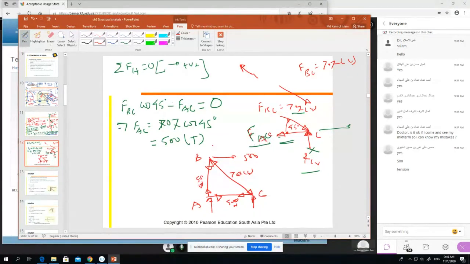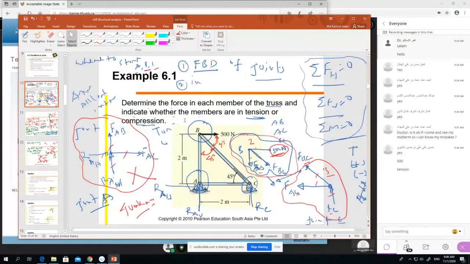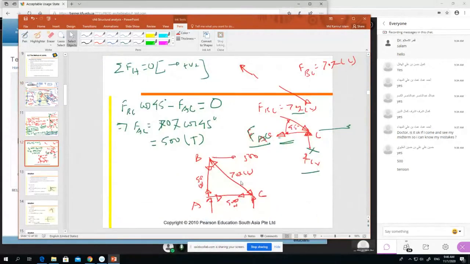So what was the question? Our problem was, determine the force in each member. So we determined each member already. And indicate whether each member is in tension or compression. So we also indicated, right? We indicated the member force, and we indicated whether it is tension or compression. We also showed it by the drawing here, right? So the problem is solved.